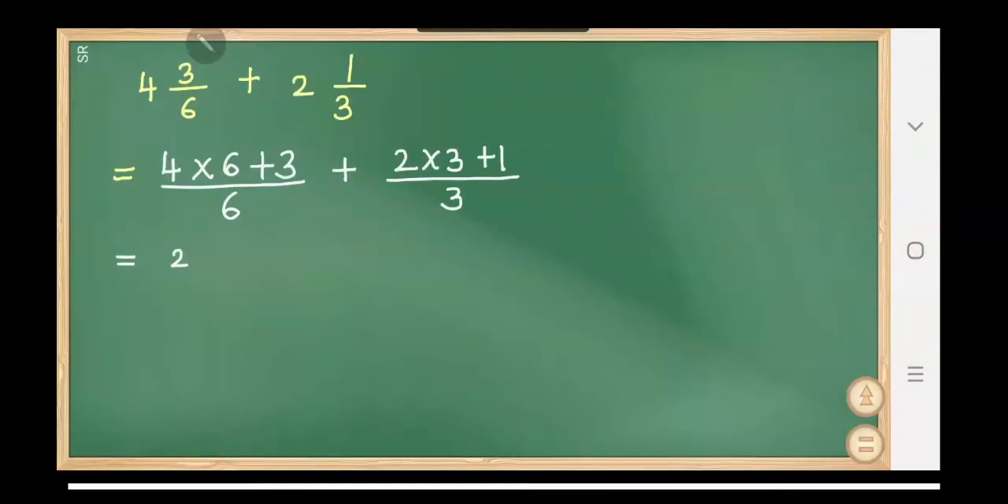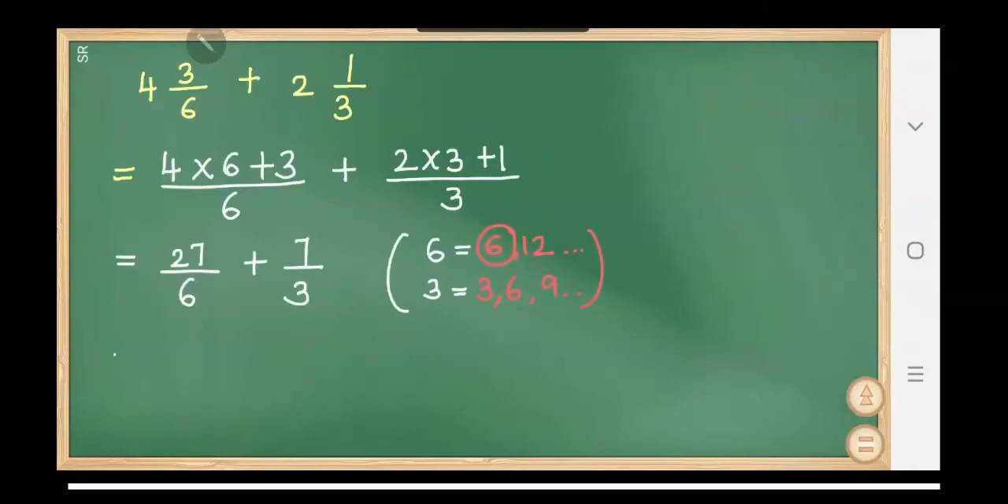So I get 4 into 6 is 24 plus 3, 27 upon 6, plus 3 2s are 6 plus 1 is 7 upon 3. Again, now find the LCM of 6 and 3, which are different, right? So we have to make it equal. So I'll write the 6 times table, but I know in the 3 times table 6 comes, so I'll make it a little short. Okay, so I have got the multiples of 6 and 3, and 6 is the smallest common multiple.